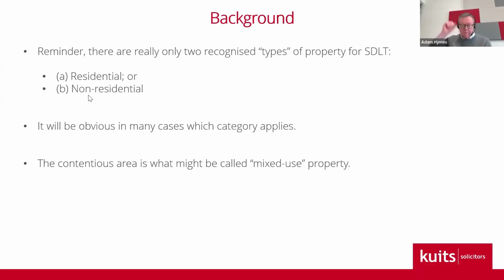The contentious area, excuse me, is what might be called mixed-use property. In simple terms, unless a property is wholly residential, then by default it is classed as non-residential property. An easy example would be a single contract to buy both a shop and a house together. As long as it was genuinely a single bargain made between the same seller and buyer, the buyer could legitimately tick the box to declare the property as a whole to be non-residential, or mixed, as some people say, for SDLT purposes.